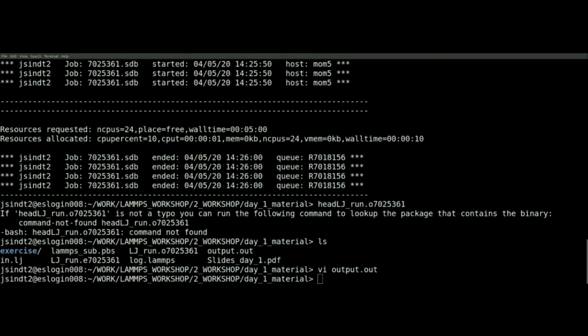So that's what it's like to run LAMMPS, and that's how you run LAMMPS on Archer. And as hopefully you've seen, it's really not that difficult. Moving back to the slides. Sorry about the transitions, by the way.